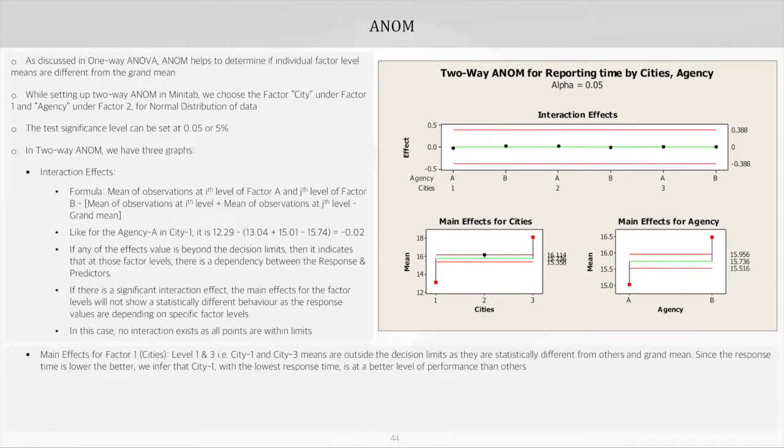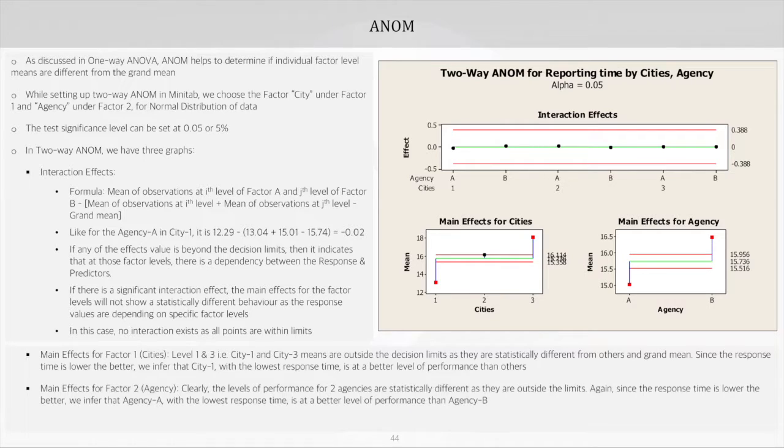So we move to the main effects plots, and we can see that in case of main effects for factor 1, which is cities, level 1 and level 3, that is city 1 and city 3 means are outside the decision limits as they are statistically different from others and the grand mean. Since the response time is lower the better, we would safely infer that city 1 with the lowest response time is at a better level of performance than others.